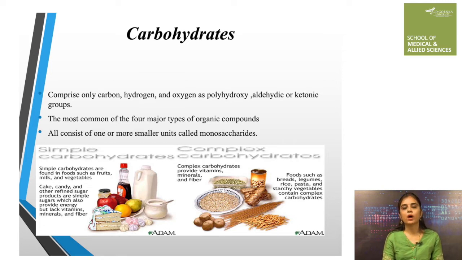Carbohydrates in the diet are further categorized as simple carbohydrates, as we can find in milk, fruits, vegetables and sugars, which provide energy but do not contain any minerals or fiber. Complex carbohydrates are found in bread, legumes, pasta, rice and vegetables, and also contain vitamins, minerals and fiber. Hence, this is the simplest classification of carbohydrates, as we can see in the slides.